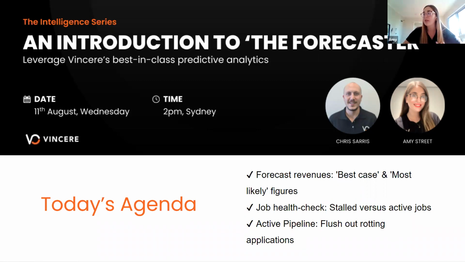The first one being our job health check. So that's tracking stalled versus active jobs, what that means and how you can use that information. And then also our active pipeline. So what does rotting jobs look like? We call it momentum, positive and stalled in there as well. So, taking a high level overview of those 2 additional reports, which you may not be too familiar with.